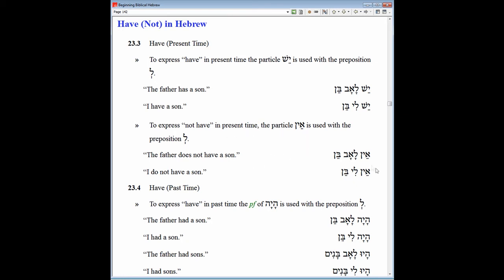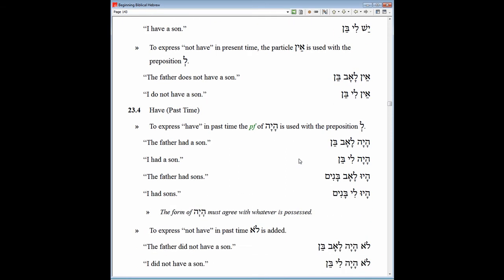Negatively, with ayin, we have: there is not to the father a son. The father doesn't have a son. There is not to me a son. I don't have a son. Okay, I think you get the idea.